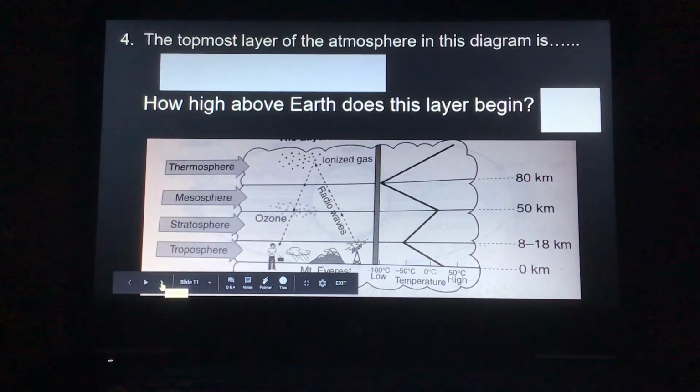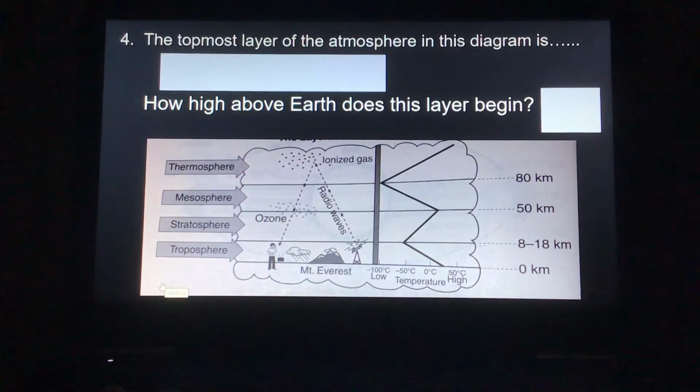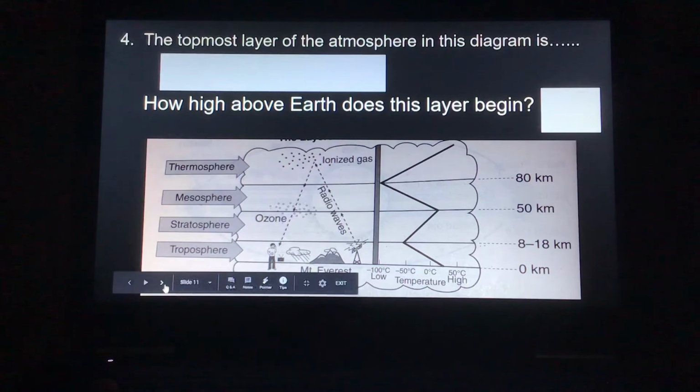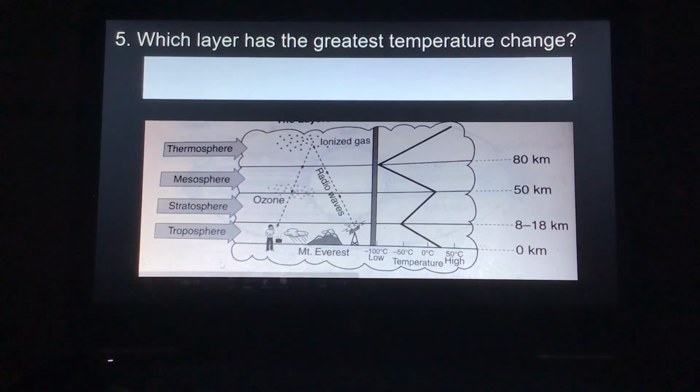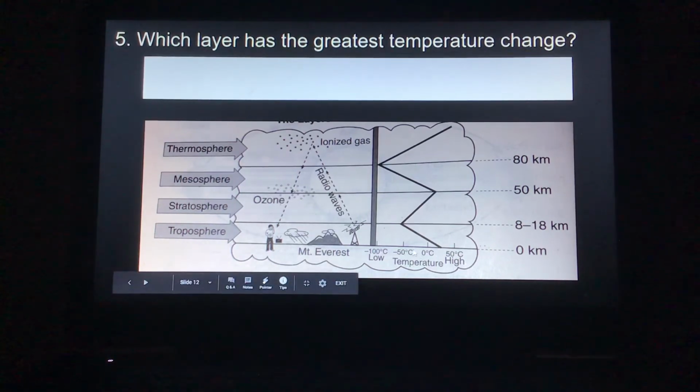The topmost layer of the atmosphere in this diagram is, and I told you what it was, just in this diagram. And how high above Earth does this layer begin? And number 5, which layer has the greatest temperature change? So you have to look at the chart and look at the differences in temperature and see which one has the biggest change, okay? Go through all of them.